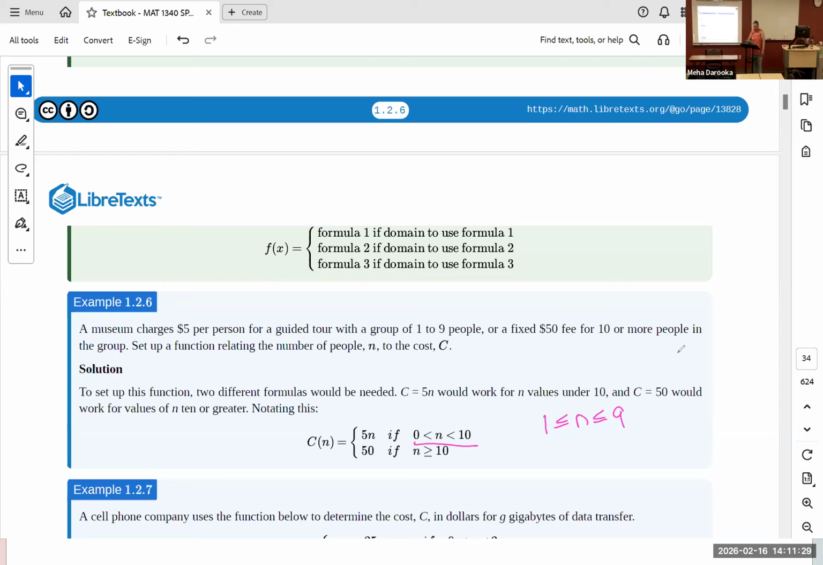The other part of the problem said, well, you can have a fixed $50 fee for 10 or more people in the group. So you can see we are saying if there are 10 or more people, because you're doing less than or equal to, right? And that's going to be a fixed fee of $50. So that's how we would define this as a piecewise function. And then, of course, since we are using cost as the function definition, you can see we are saying cost is based on the number of people. So that's where the C of n is coming into play.